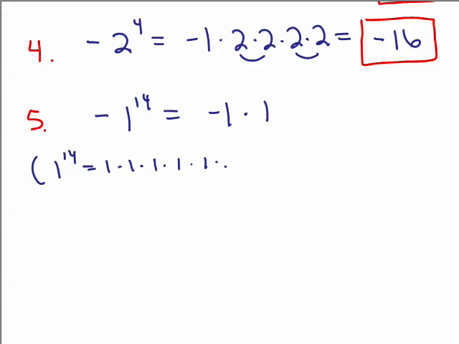You have to do that 14 times. 5, 6, 7, 8, 9, 10, 11, 12, 13, 14. You really wouldn't want to have to write all that out, right? But that's going to give you an answer of 1 when you multiply 1 times itself over and over again. So basically we have negative 1 times 1 is negative 1 for the answer.